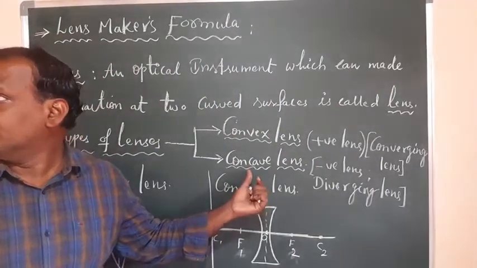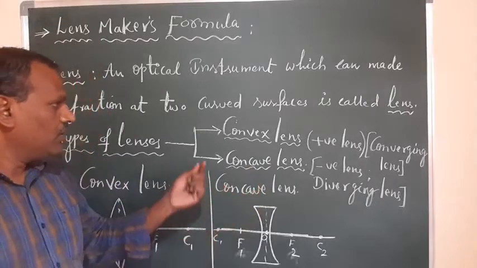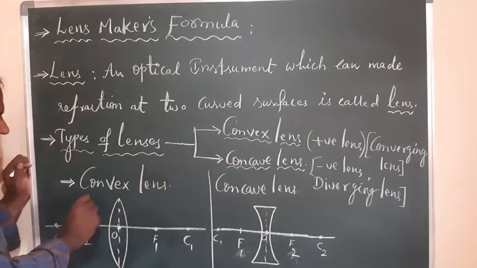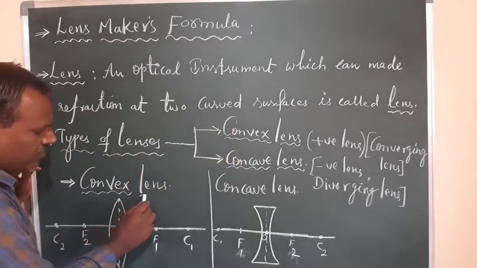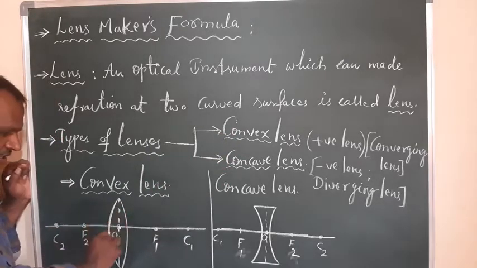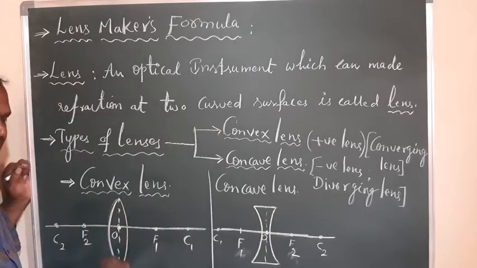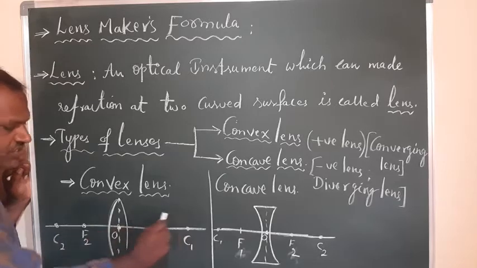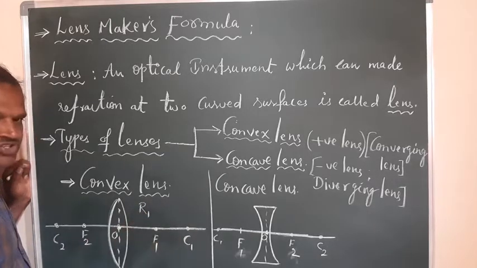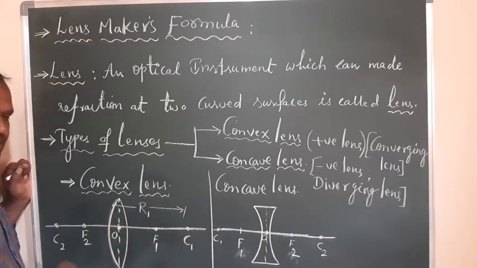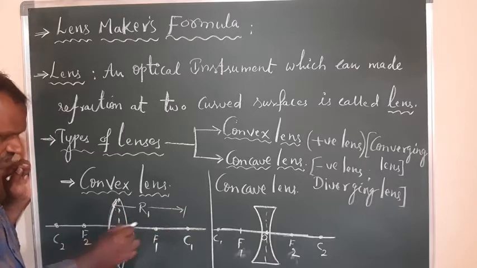Here you have these types of lenses, and how they can be constructed. I represented here the convex lens. This is one curve. For this curve, the center of curvature is here. The distance from this center to this curve is called the radius of curvature for the first curve, represented by R1.